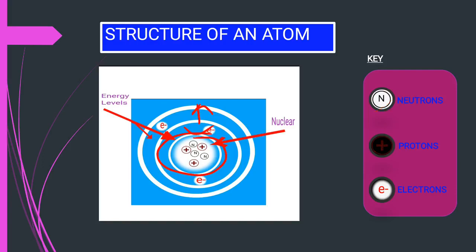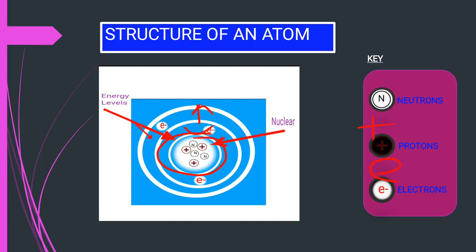The neutrons, like the name goes, are usually neutral. So they don't have any particular charge. They are electrically neutral. Then we also have the protons, and like they appear in the drawing here, the protons usually have a positive charge, and they are therefore electrically positive. We also have the electrons within the energy levels.